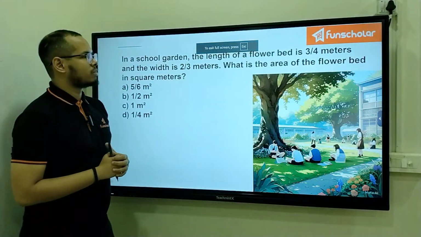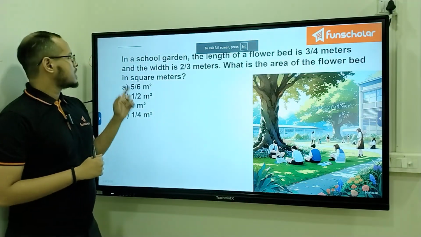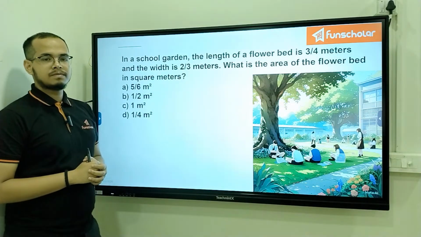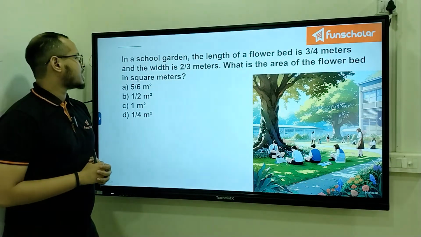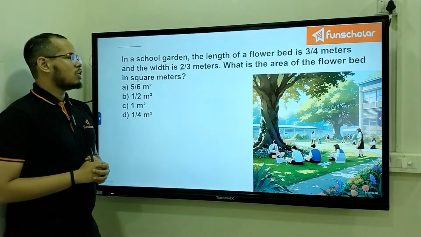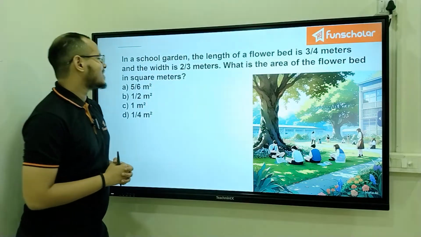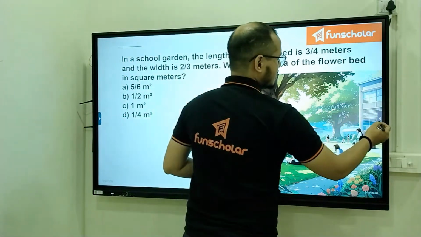Let's read what the question is all about. In a school garden, the length of a flower bed is 3 by 4 meters and the width is 2 by 3 meters. What is the area of the flower bed in square meters? We all know what area is.